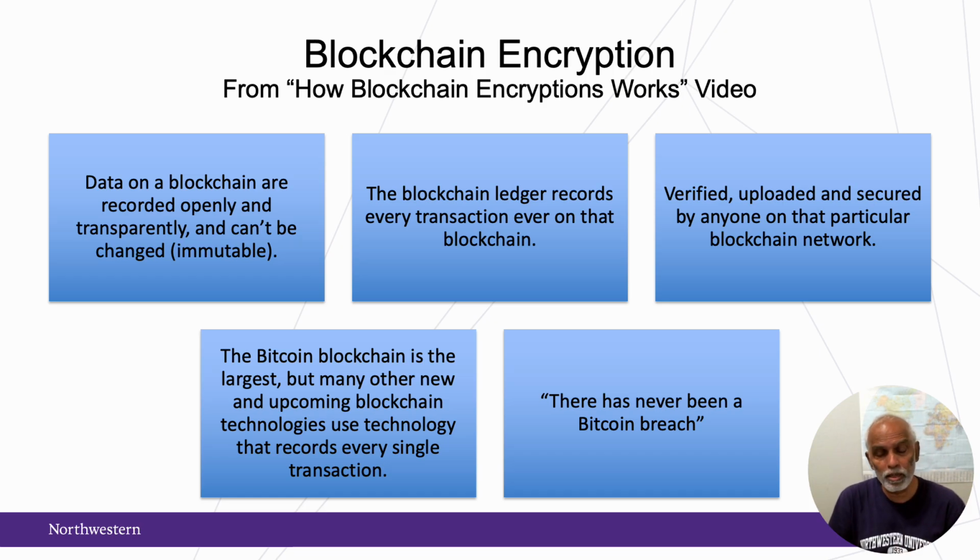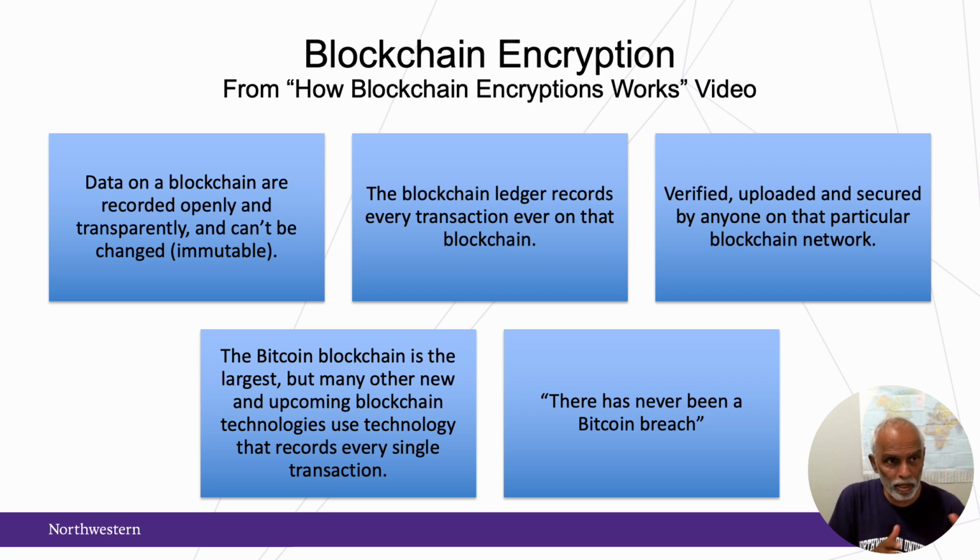Blockchain. This is a very interesting new technology, a new development. Blockchain encryption works in the following way. See how blockchain encryption works. Data on a blockchain are recorded openly and transparently. There is no secret there, okay? And it cannot be changed, okay? That's very important. It's called immutable. Data on a blockchain are immutable.